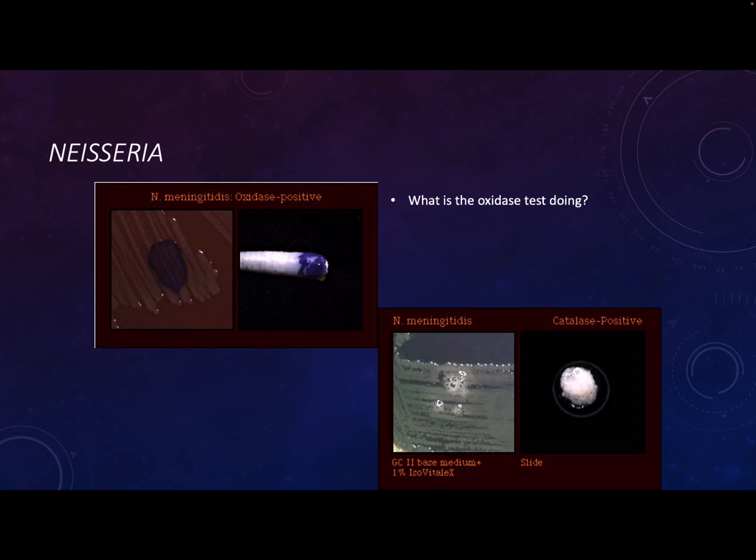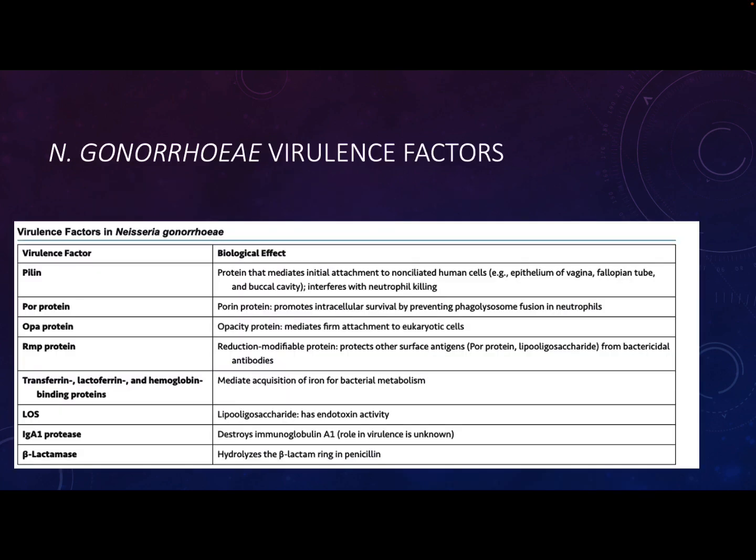If you have growth on your chocolate agar, you're going to add the reagent that will turn purple if your bacteria is oxidase positive. So what does that mean? What is the oxidase test looking for? What enzyme are we looking for with the oxidase test? Yep, cytochrome C oxidase. And then Neisseria meningitis would also be catalase positive, and we've talked about the catalase test a number of different times.